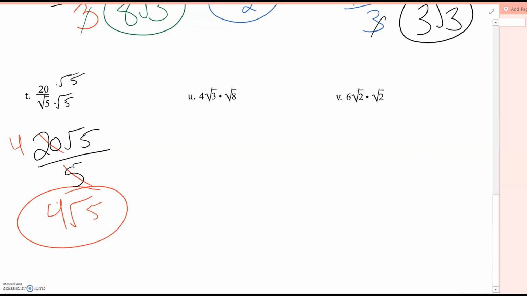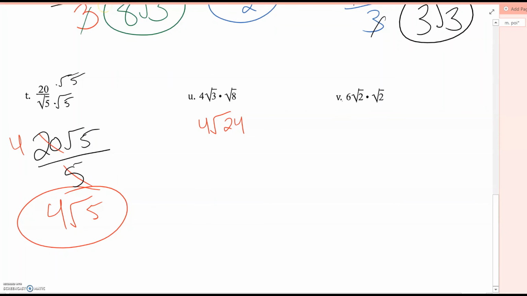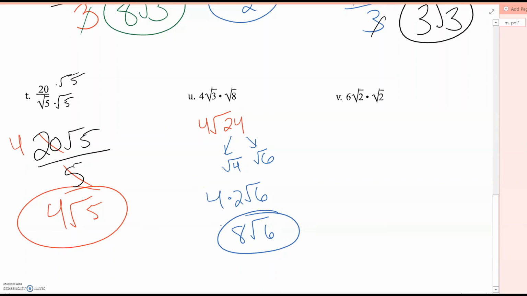Letter U, outside with outside, inside with inside, would be 4 square root of 24. Before you circle, make sure you ask yourself, can I divide the inside by a 4 or a 9? This one I can with a 4. I get 2 square root of 6. 4 times 2 square root of 6 is 8 square root of 6. Boom. And the last one.